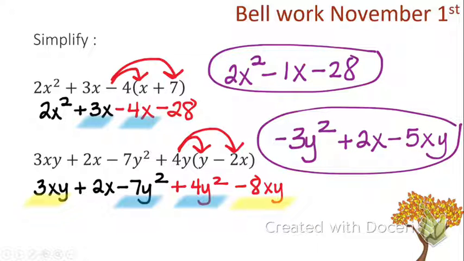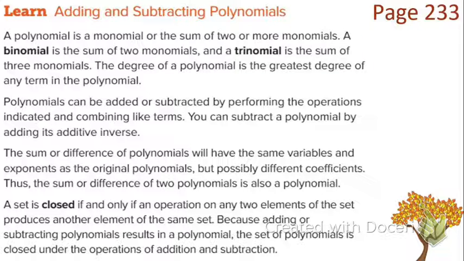All right, so now we're going to do 3 things. We're going to add polynomials, subtract polynomials, and then identify if something is a polynomial. So let's go to page 233 in our review book. So a couple of things: to find the degree of a polynomial, that's going to be your greatest degree. So the greatest degree is your degree of the polynomial.